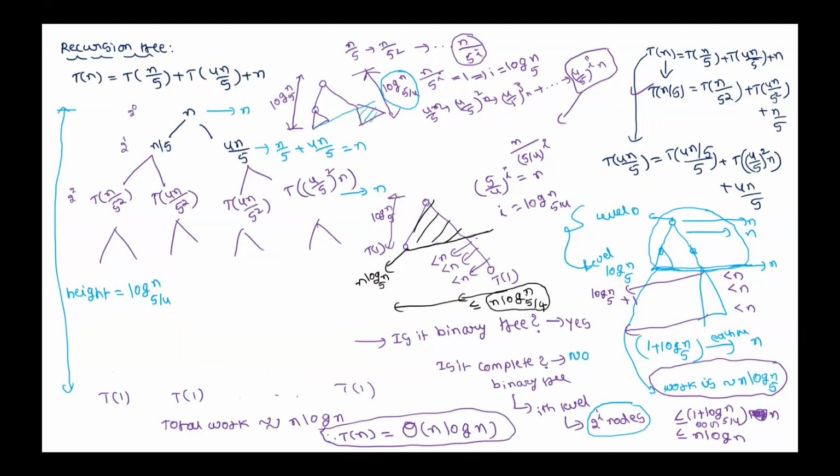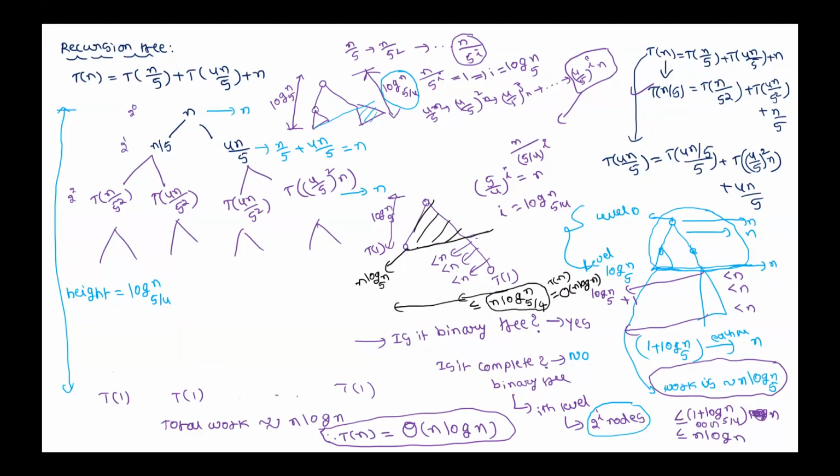Is this correct or not? N log n base 5 by 4, is that correct or not? Correct, sir. Based on this, we can say that T of n is big O of n log n. Based on this, can you say this? Is that correct? Sir, correct.